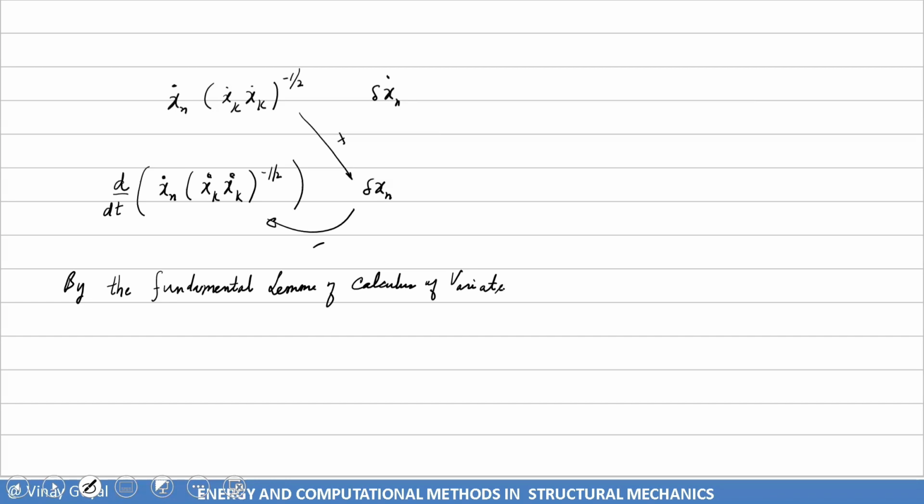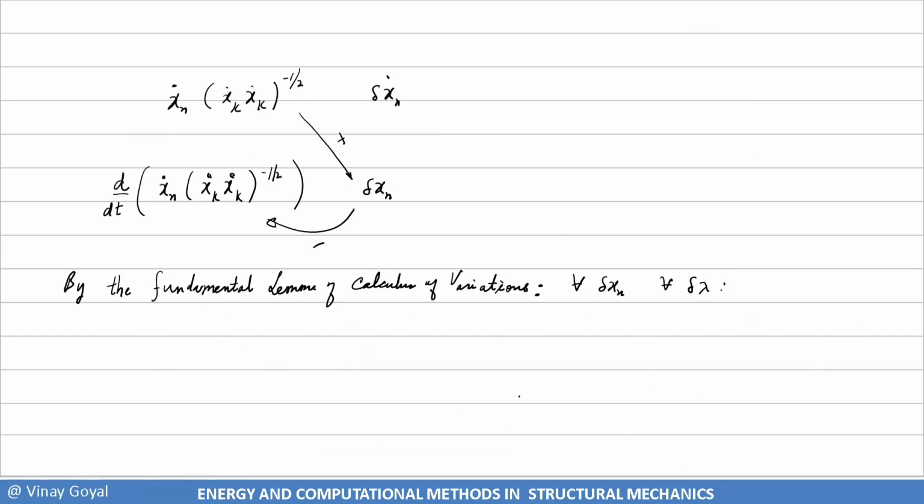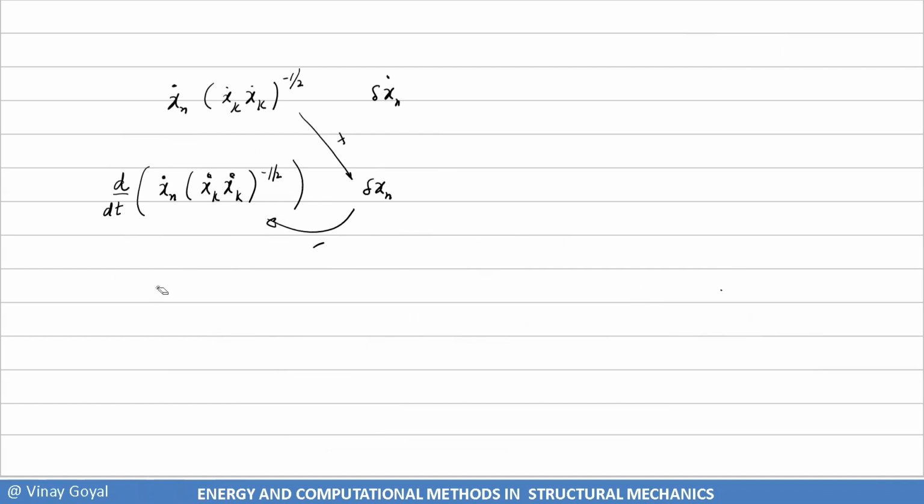by the fundamental lemma, for any del xn, and for any del lambda, what I really get then is minus 2, and perhaps what we need to do is a little bit more work, and I think it's worth doing it. Let's put it back into the integral so you can see how everything comes together.